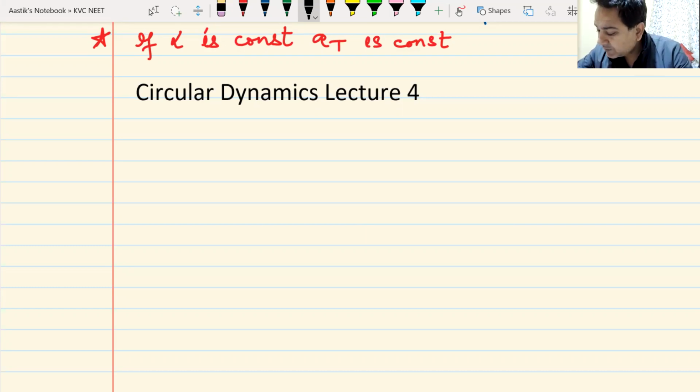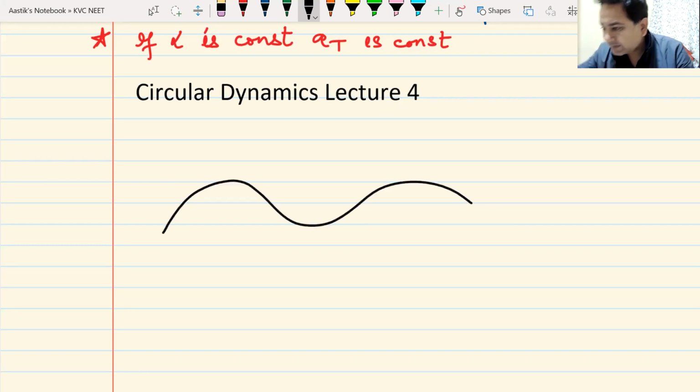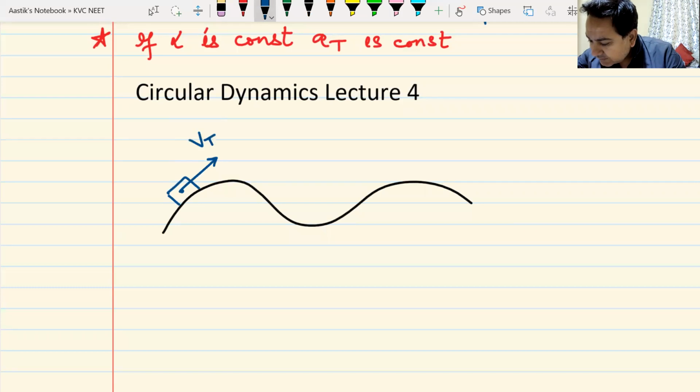Let us take an example of a body moving on a curved path like this, a zigzag curved path of any type. Let us suppose that the body is here, and this body is moving with a velocity v. Let me call this v tangential because, as I told you, howsoever the body is moving, you can always think of it as moving along a curve, and this velocity is always tangential to that arc of the circle or that curve. So let me call this velocity vt.